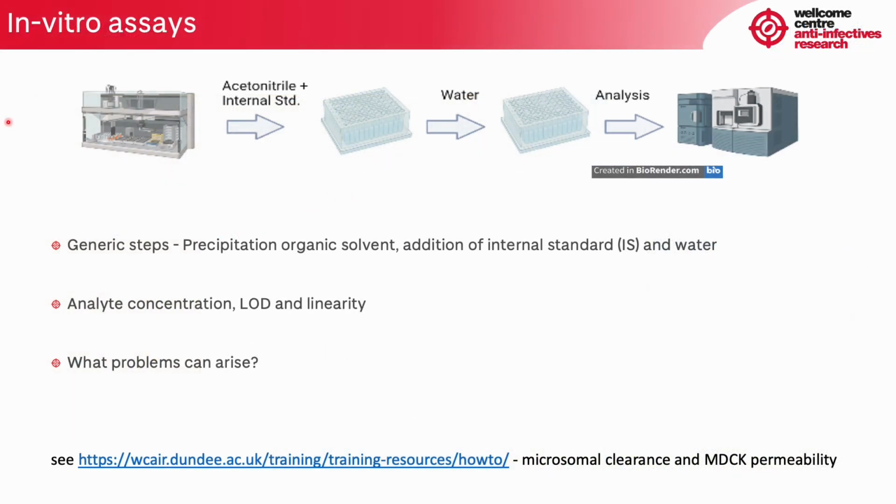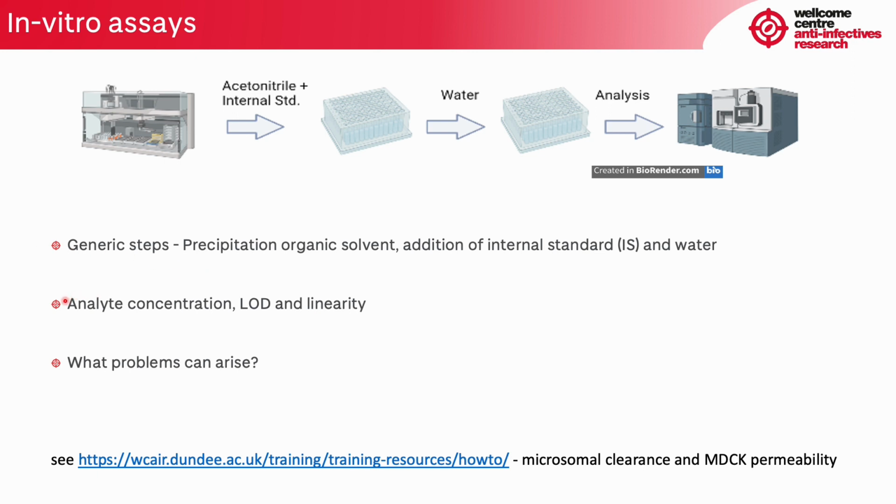Generally, sample preparation for in vitro assays follows a similar pattern once the incubation or reaction is complete. An organic solvent, typically acetonitrile containing an internal standard, is added to precipitate any protein. Water is then added to the samples and the samples centrifuged before analysis. In this talk, we'll look at why we add both an internal standard and water.